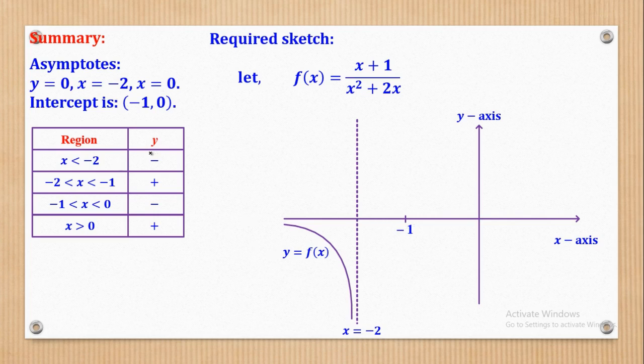Therefore, for this one, x less than negative 2, it is negative, that is why it is this side. Then between negative 2 and negative 1, it is positive, which means that it will be in that form. Then between negative 1 and 0, it is negative, meaning it will be in this form. So let's come and draw that. Then greater than 0, it is positive, meaning it will be in that form, because those two are asymptotes. So basically, that is what they wanted.